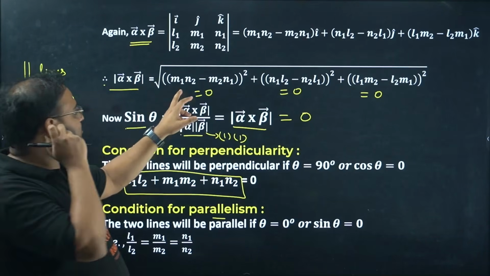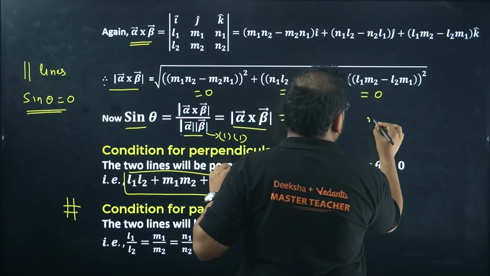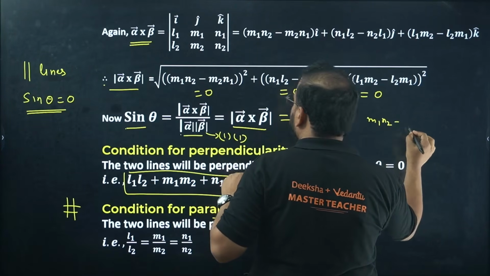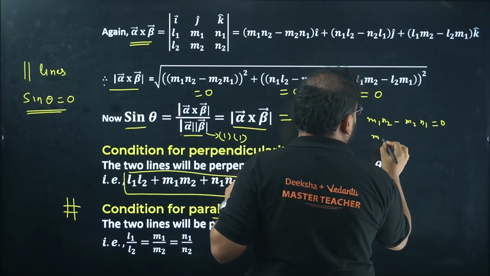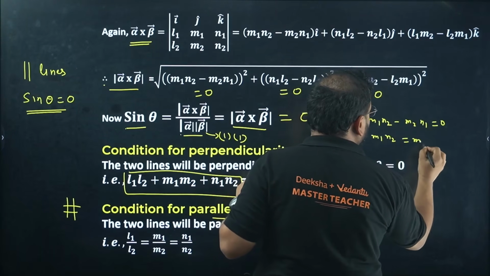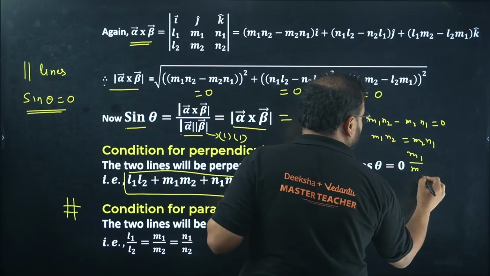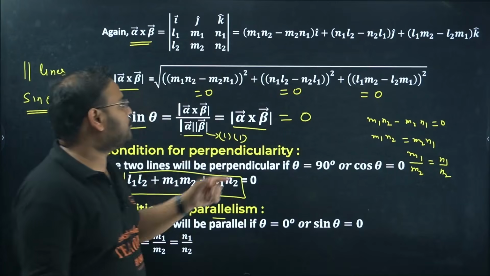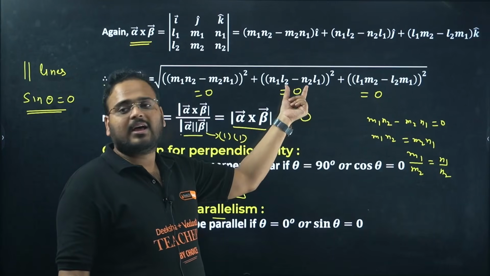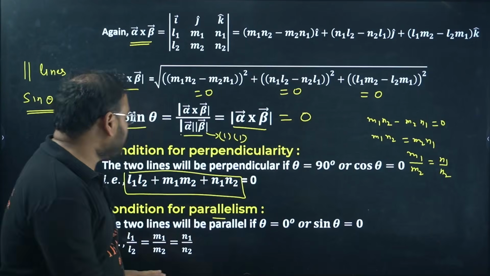So when you take this to be 0, check here. From the first one I'll show you. If I get M1 N2 minus M2 N1 as 0, what do I get from here? M1 N2 equals M2 N1. Bring M1 on one side. So M1 by M2 equals N1 by N2. And if you solve the other one, you'll get a relation between L1 by L2 equals N1 by N2. So basically you're going to reach over here.